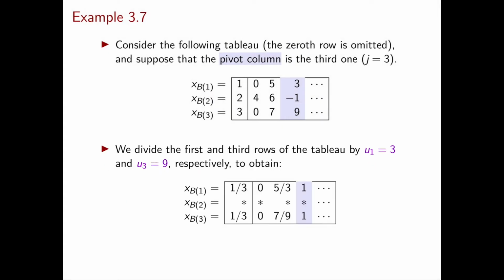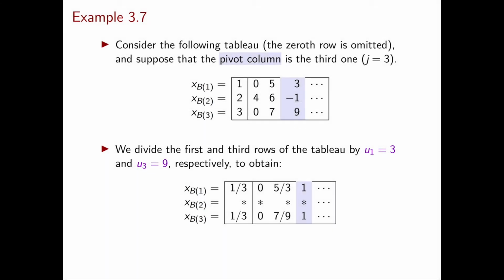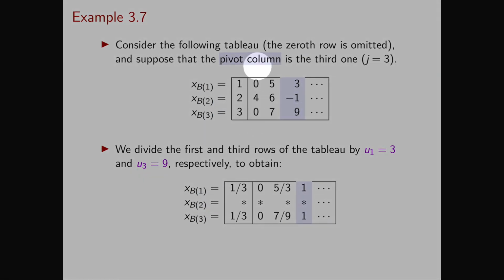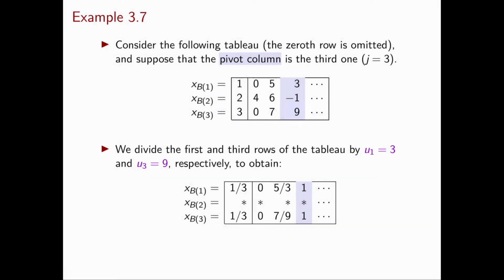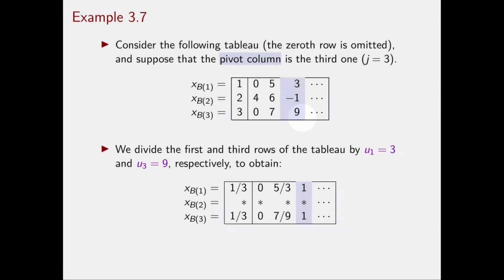What it tells us is that in order to break this tie, we should now compute the ratios 0 divided by 3 and 0 divided by 9. So essentially, we should look at the first column of the tableau instead of the 0th column. But in this case, you see, we still have a tie because we have 0 in both cases. So now we look at the second column, 5 divided by 3 and 7 divided by 9.